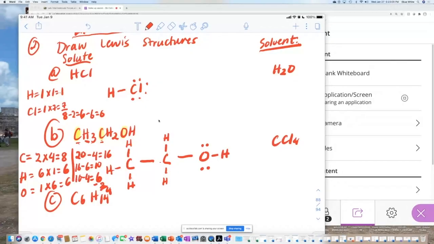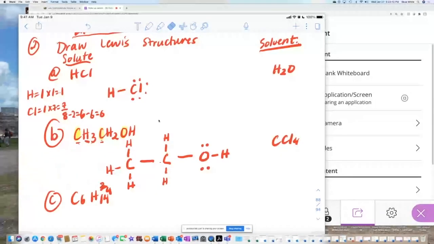Okay, Lewis structure. So for the sake of what I'm about to do, I'm going to erase this. That was a means to an end. I don't want all this stuff here because I have more stuff to add.